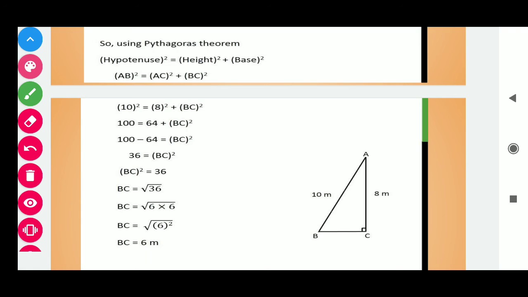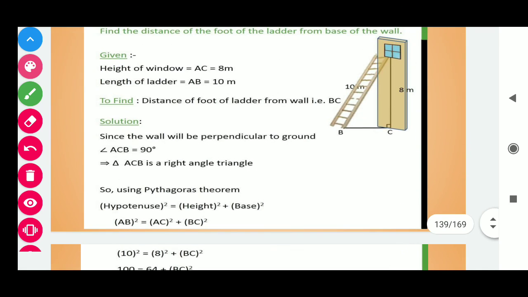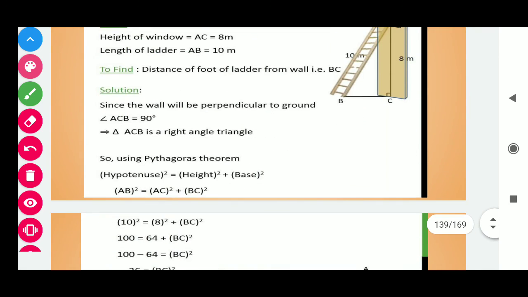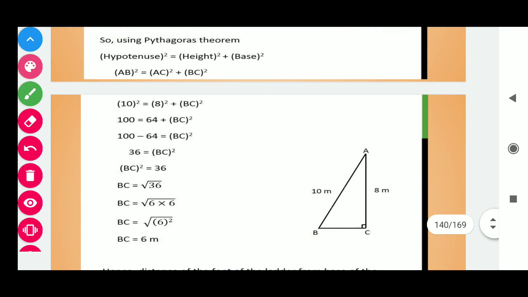So students, this is an important question. So in today's session we have discussed the questions that use the result of Pythagoras theorem.